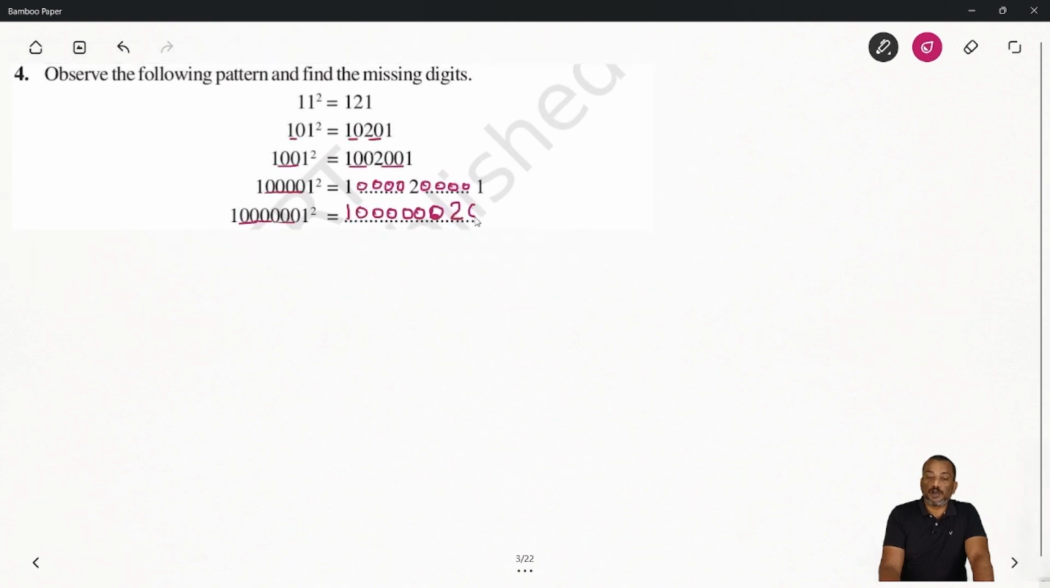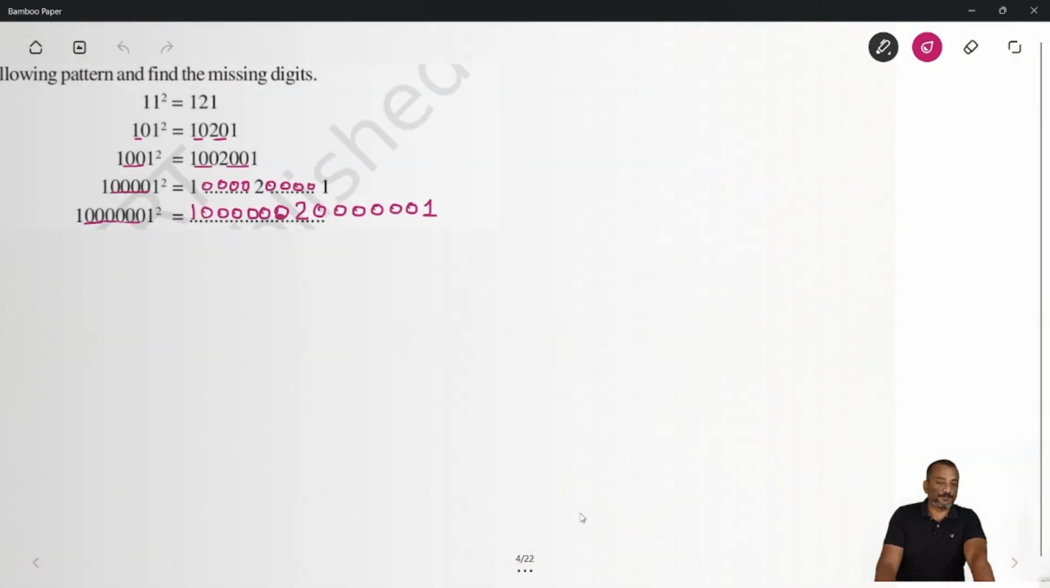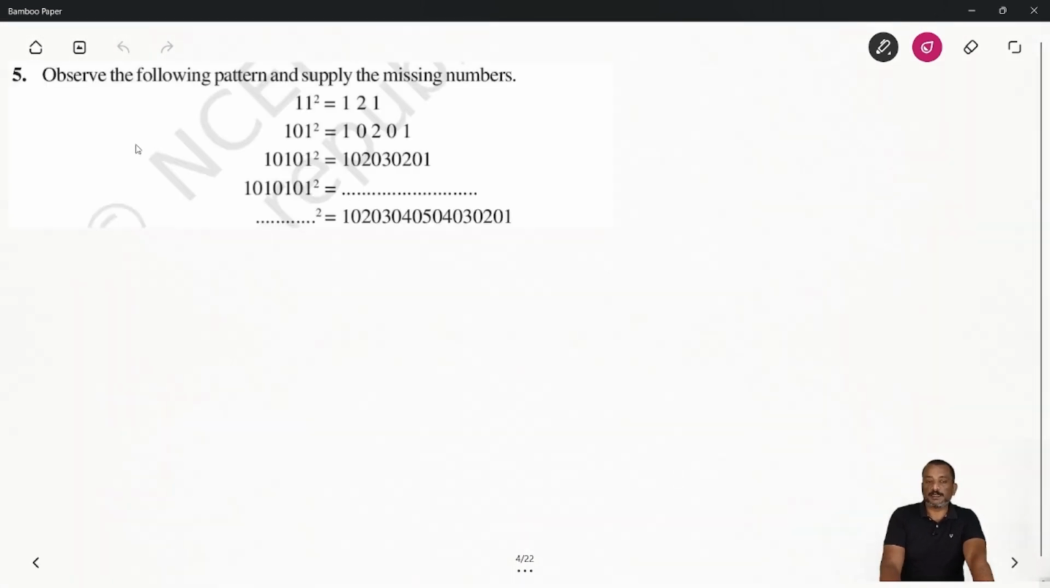So 1, 2, 3, 4, 5, 6, and then you will write 1. Now coming with the next question. The next question is the same, with an observed pattern. You are saying, observe the following and supply the missing number.